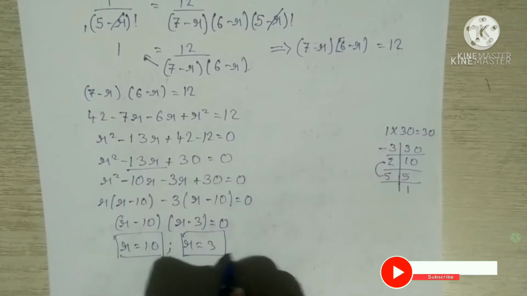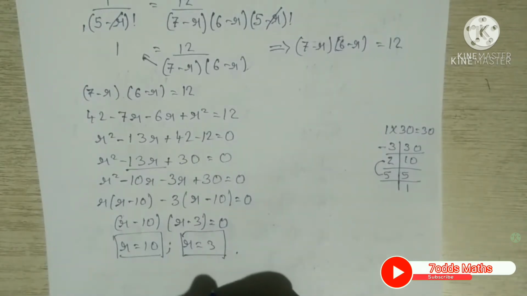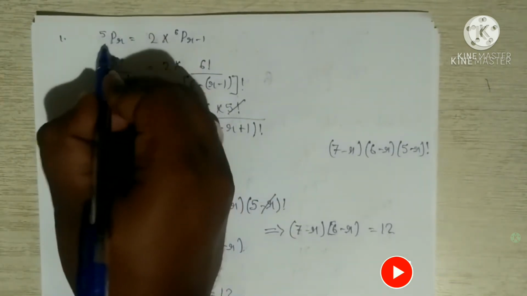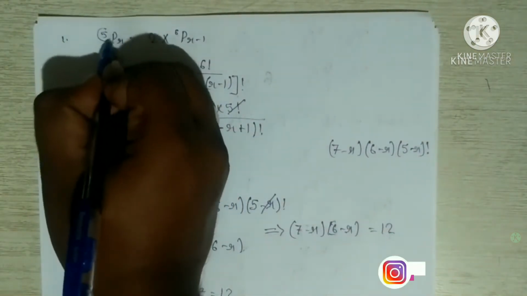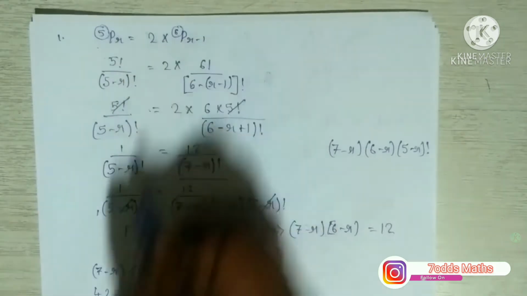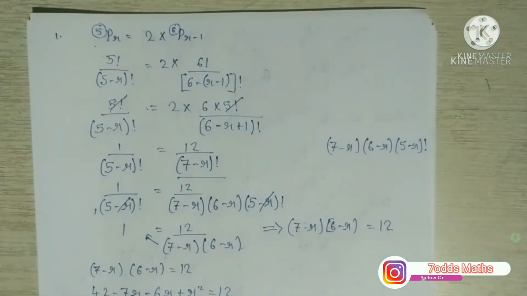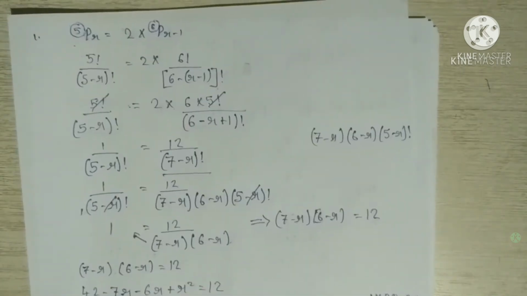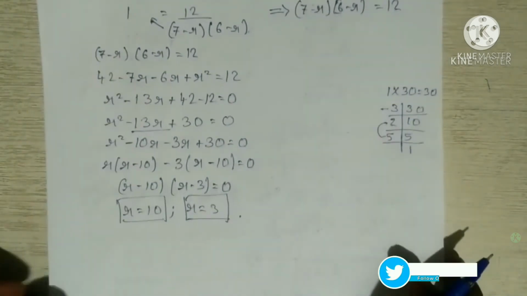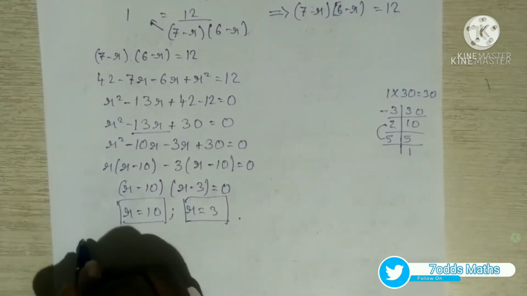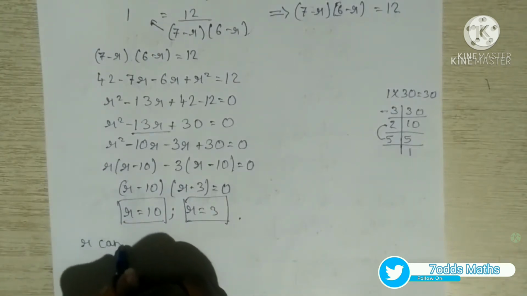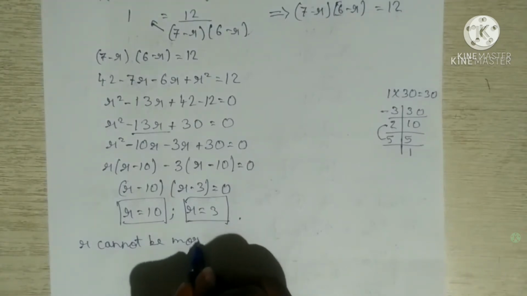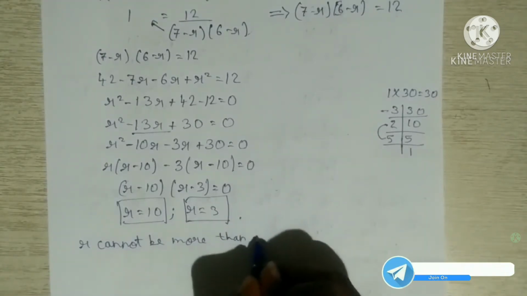Okay, we have got two values of r. What is the n value? For this term n is equal to 5. For this term n is equal to 6. Okay, according to the permutation formula, r cannot be more than n.